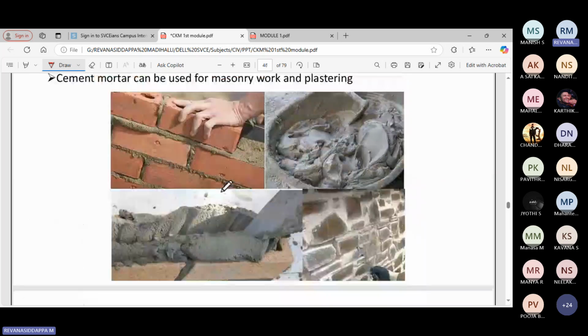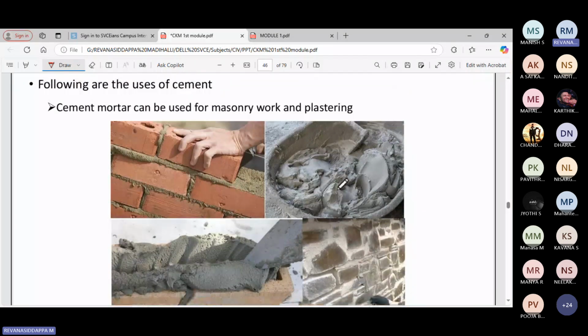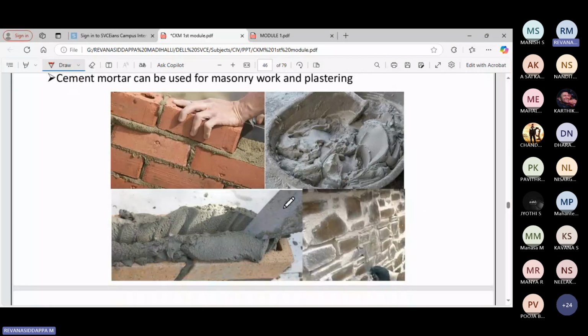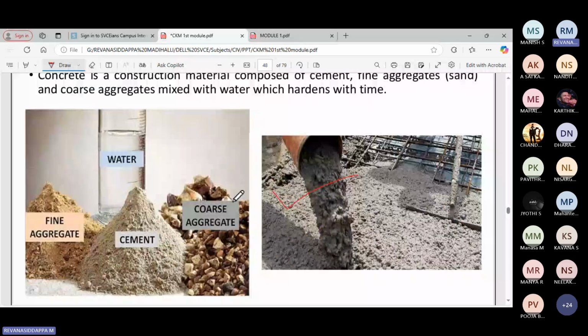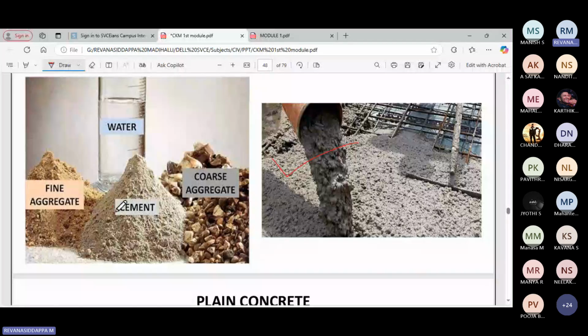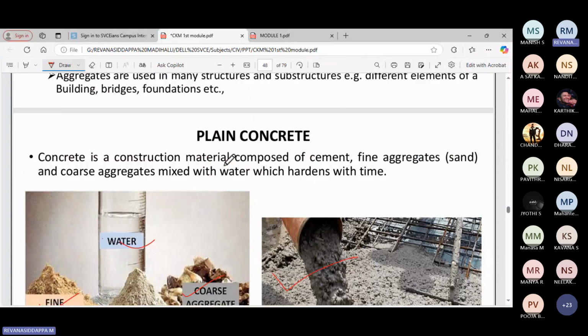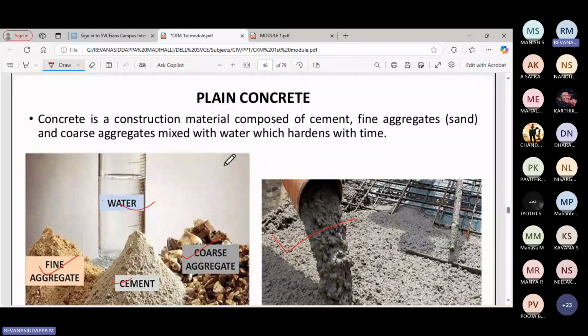And you can see in this picture the mortar, and even its application. It is used for constructing the wall. Therefore, concrete means what? It is the mixture of cement, sand, water, and the coarse aggregates. That will contribute to this concrete.